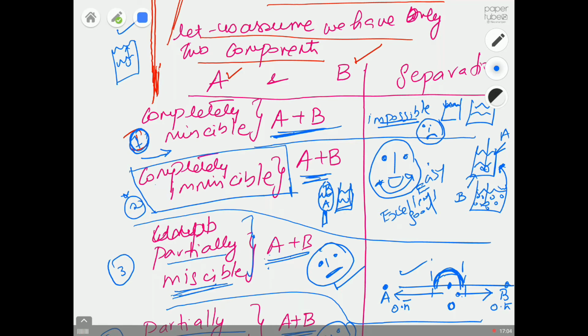It's not even a separation factor. At the moment, what we are talking about is a tiny bit of theory that relates to how well we can separate two liquids. Miscibility is based on whether they are completely miscible, partially miscible, or partially immiscible. So now you get some idea of which of these combinations is good to separate.